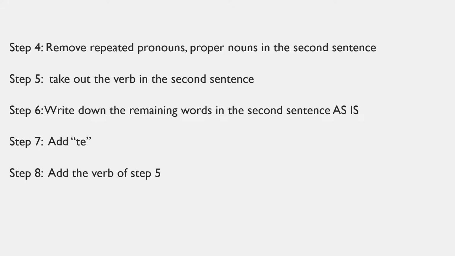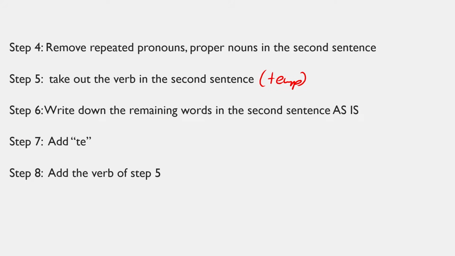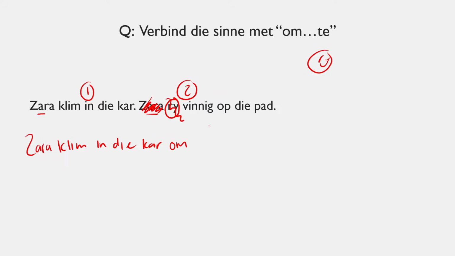Step 5, take out the verb in the second sentence. This is going to be temporary. We're just ignoring it for a second. So we look at the verb. What is our verb? Ry vinnig op die pad. Ry is to drive. So that is our verb. I'm going to temporarily ignore ry, maybe write it on the side of the page. Then step 6, I write the remaining words in that sentence as is in the same order. You don't change anything. So what is remaining? Vinnig op die pad. So I add vinnig op die pad.